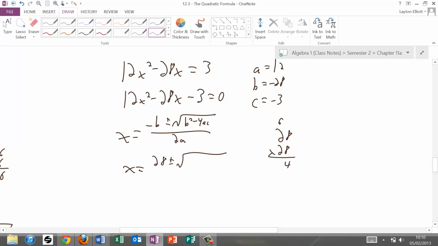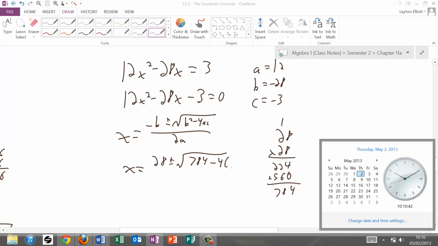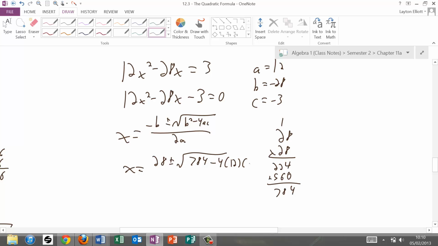I never used the lattice method when I multiplied, so sorry for those of you who use it. This is ours. Let's see, 8 times 2 is 16, plus 5 is... add 4, 8, 784. The area of the circle, I wouldn't use that. I mean, the circle radius. Minus 4 times a, 12, times c, which is negative 3, all over 2 times 12.